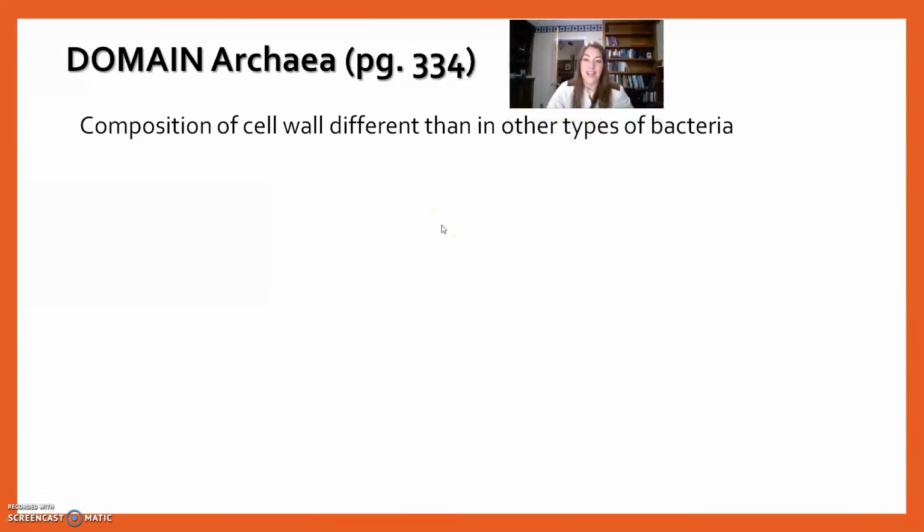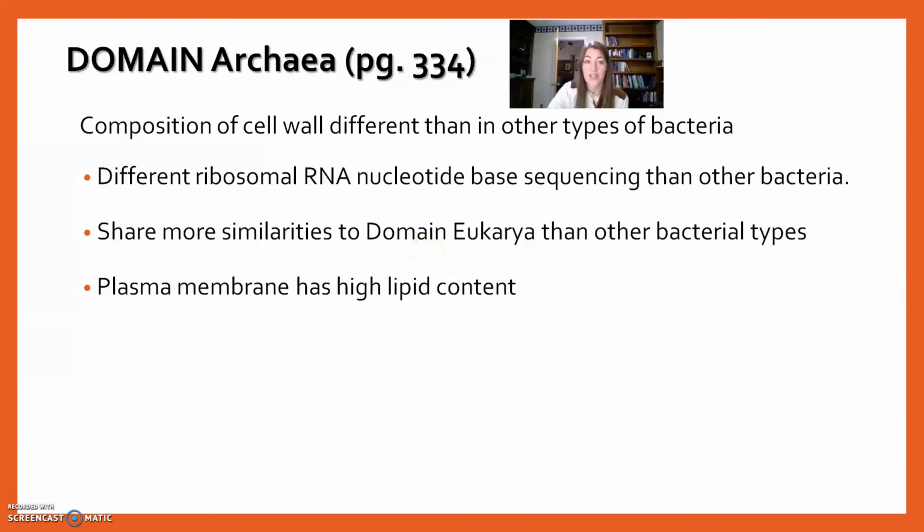Alright, let's talk about domain Archaea. The composition of the cell wall is different than any other types of bacteria. So that's why these guys are separate in their own domain. They also have very different ribosomal RNA and nucleotide-based sequencing than the bacteria. They share more similarities with domain Eukarya than any other bacterial type. And their plasma membrane has a high lipid or fat content.